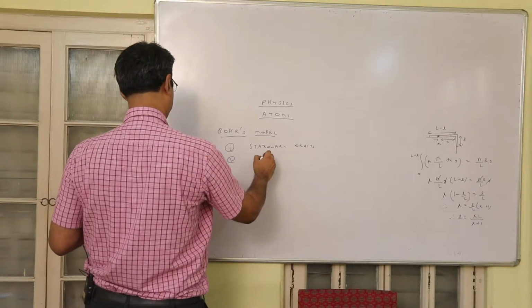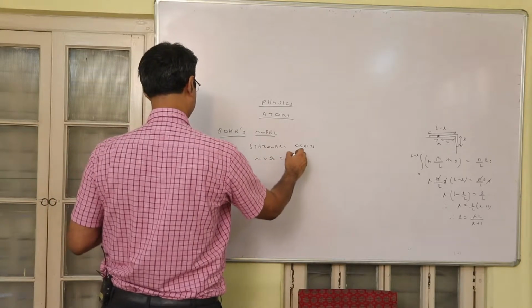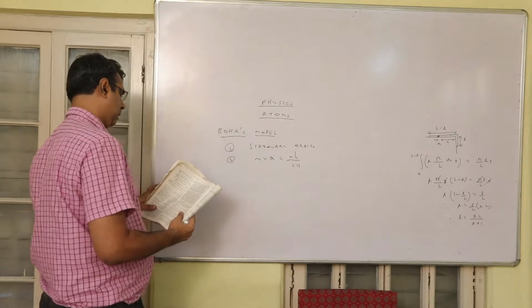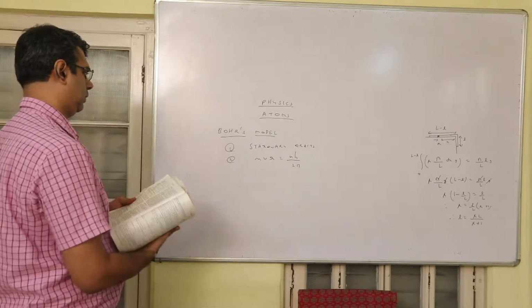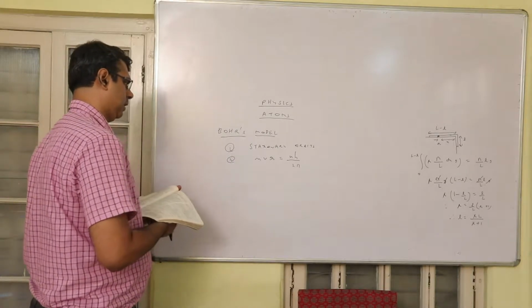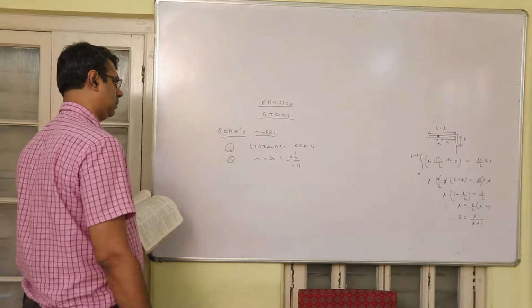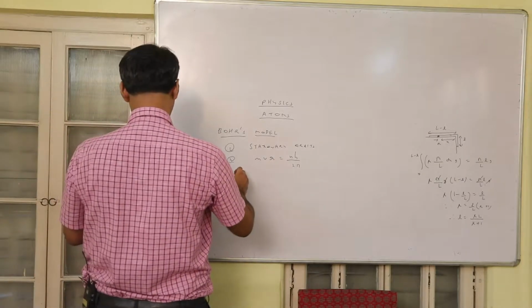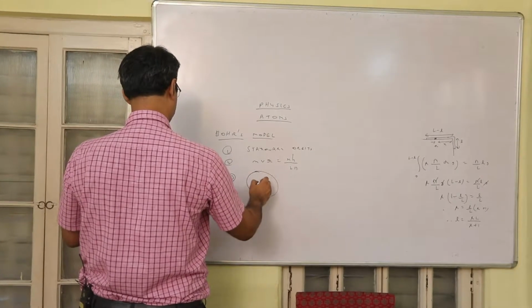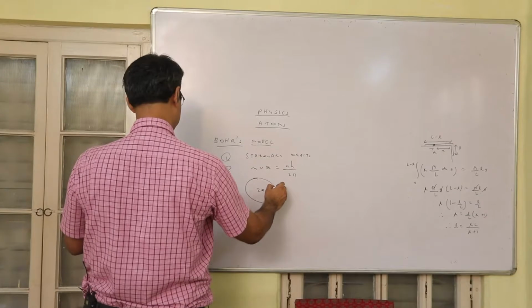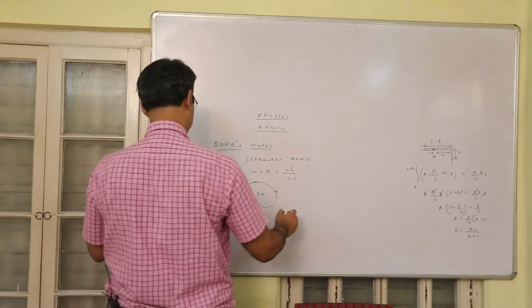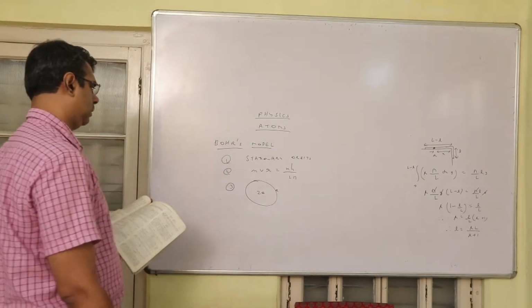Now for any stationary orbit, the angular momentum is an integral multiple of h by 2 pi. So whenever you are discussing a stable orbit, the angular momentum will be an integral multiple of h by 2 pi. Now suppose you are talking about an atom which is either hydrogen or one electron species similar to hydrogen. Let the atomic number be Z.